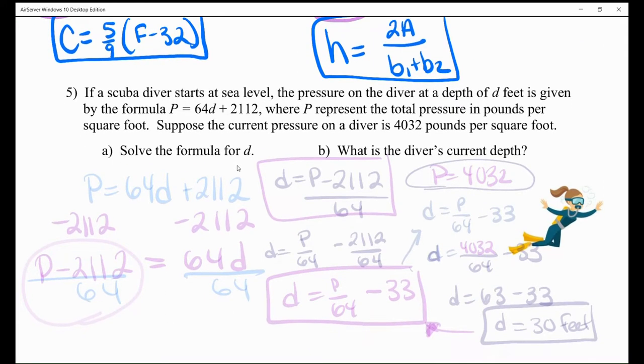If a scuba diver starts at sea level, the pressure on the diver at a depth of d feet is given by the formula P equals 64d plus 2,112. P represents the total pressure in pounds per square foot. Suppose the current pressure on a diver is 4,032 pounds per square foot. So we want to rework this formula and solve it for d. So the first step would be to subtract 2,112.